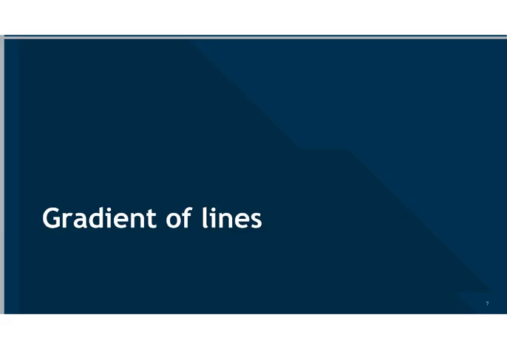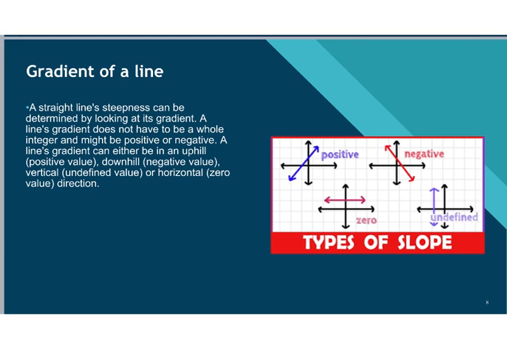Gradient of a line. A straight line's steepness can be determined by looking at its gradient. A line's gradient does not have to be a whole integer and might be positive or negative. A line's gradient can either be in an uphill positive value, downhill negative value, vertical undefined value, or horizontal zero value direction. These are the types of slopes that can be on a graph.